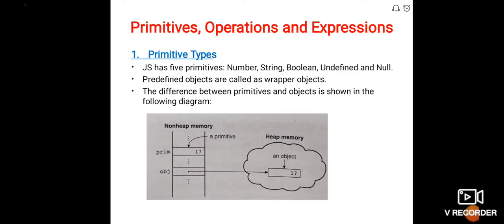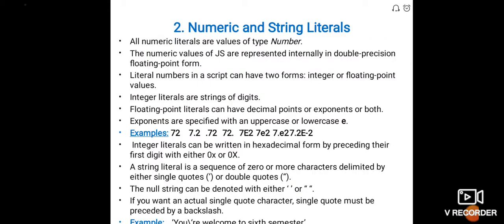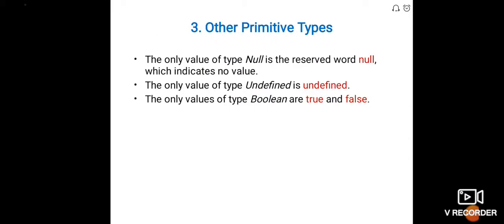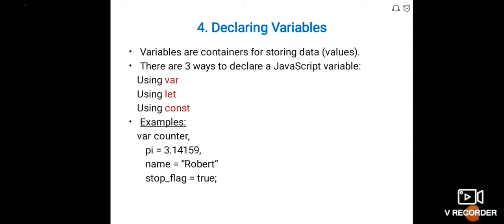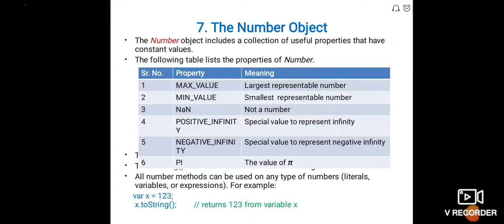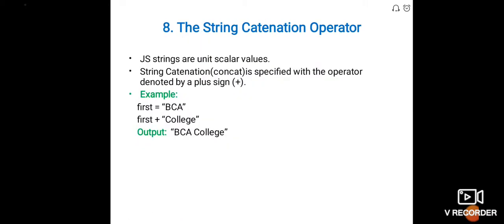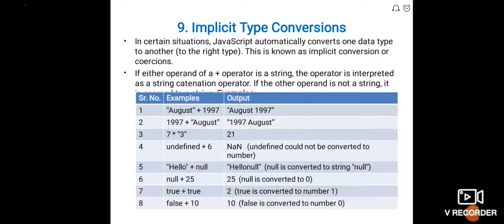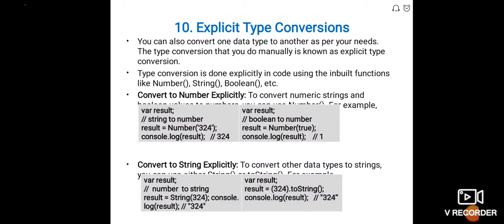Hello everyone. In the previous session we were discussing primitives, operations and expressions. Within this we discussed primitive types, numeric and string literals, other primitive types, declaring variables, numeric operators, the Math object, the Number object, the string concatenation operator, implicit type conversions and explicit type conversions. This we have covered in the previous session.